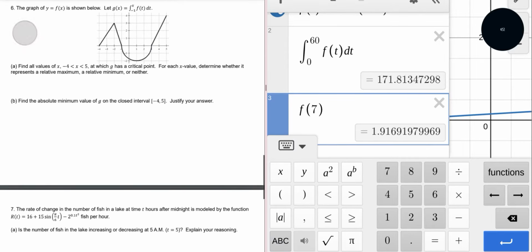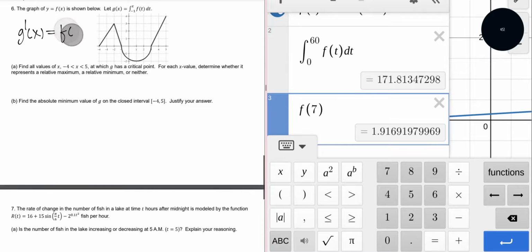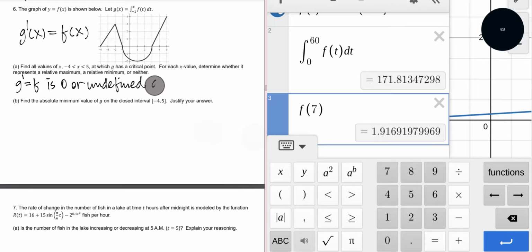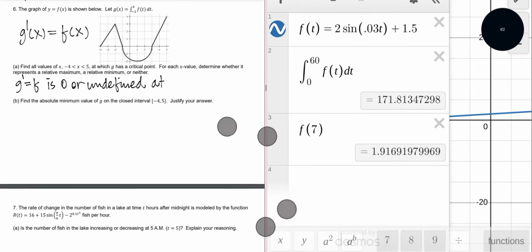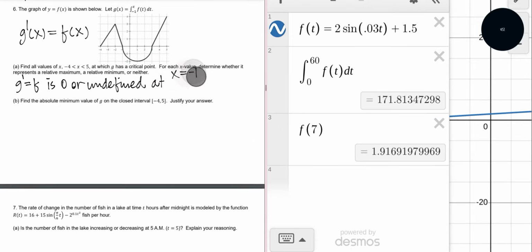All right. Now, the graph of y equals f of x is shown here. Let g be the integral from -1 to x of f of t dt. Okay, critical points are going to be where g prime, which I'm going to remind everyone watching I know is f of x, is equal to 0 or undefined. Let's see, x equals -1 and x equals 3.